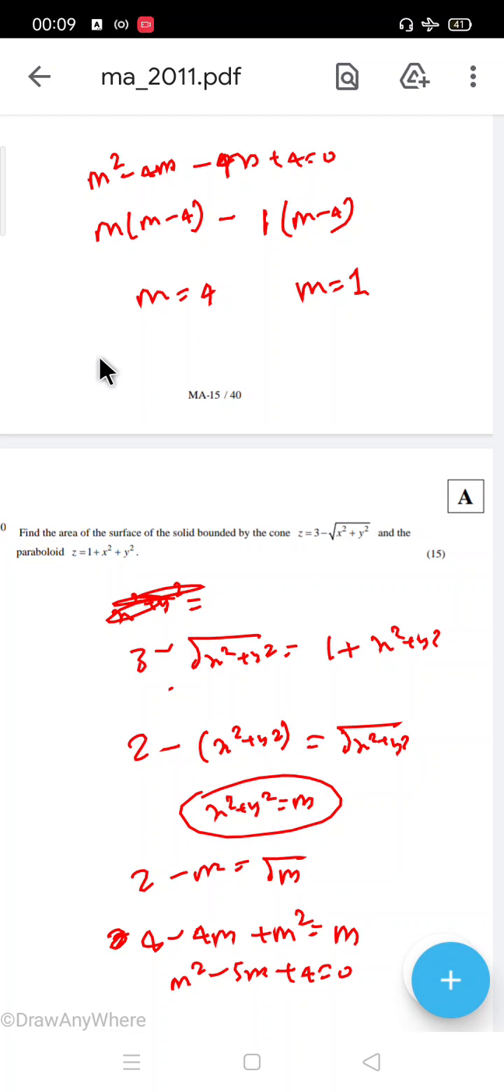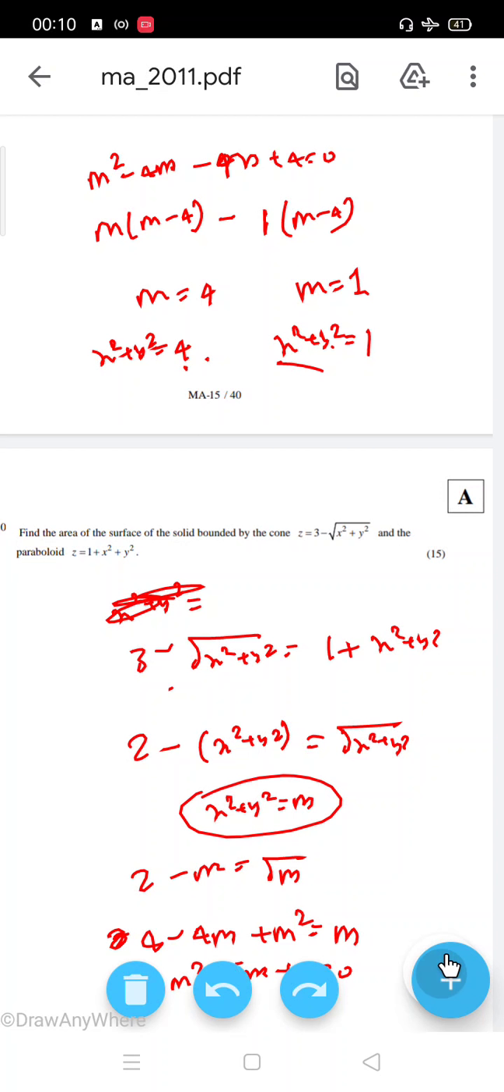So what is my m? That is x square plus y square, that is equal to 4, and x square plus y square is equal to 1. These are the two roots you are having. That means you are having two circles, like their intersections are making two circles. Radius, so radius is 1 to 2.